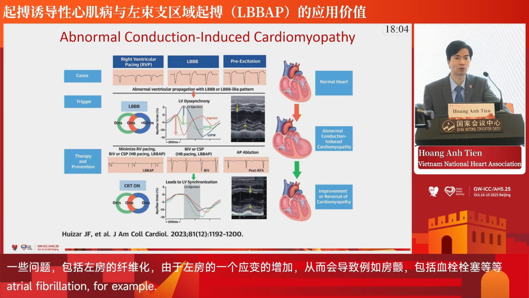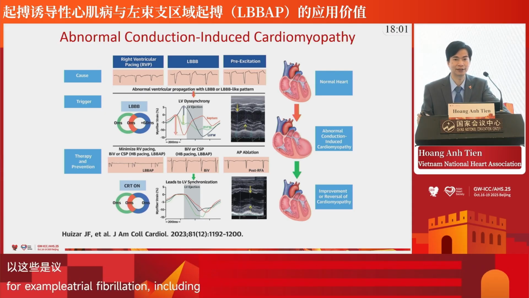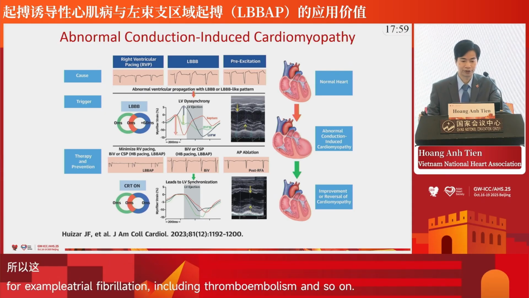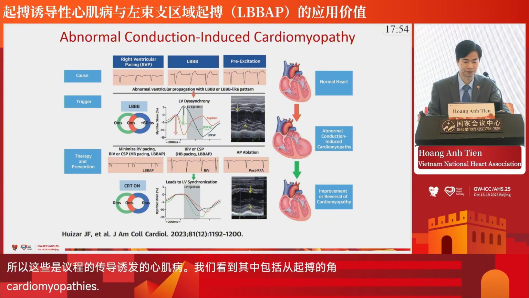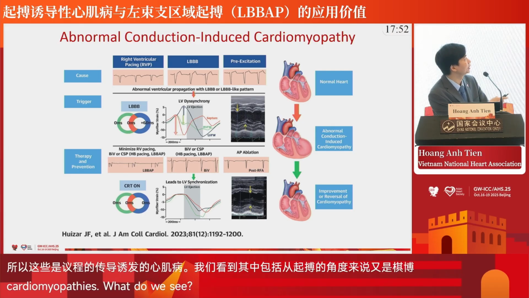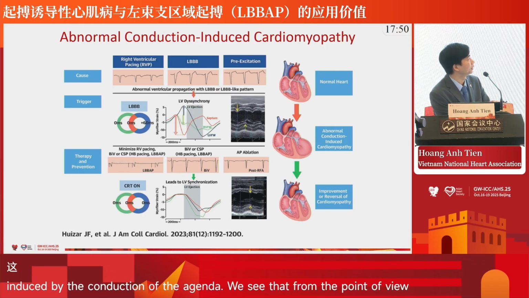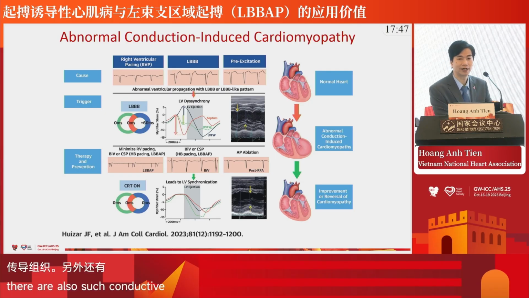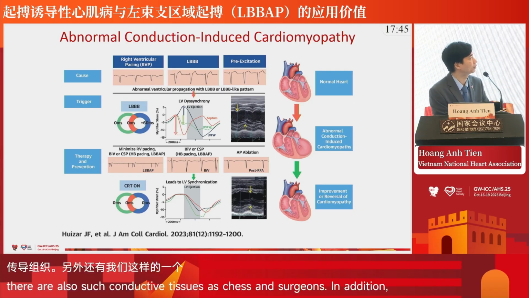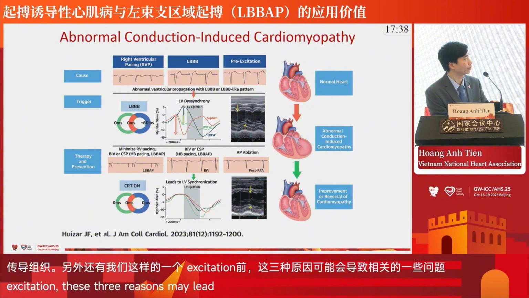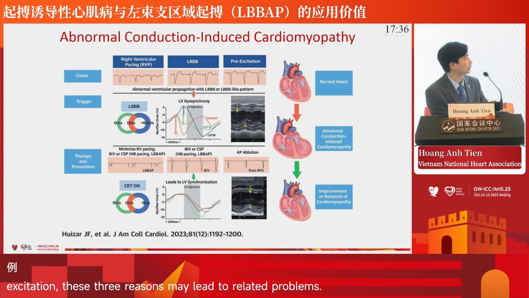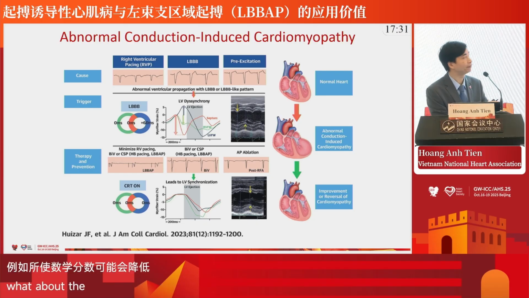So we have three causes of abnormal conduction-induced cardiomyopathies. The first is right ventricular pacing, the next is left bundle branch block, and the third is pre-excitation. These can lead to dyssynchrony inside the ventricles and also a decrease of left ventricular ejection fraction.